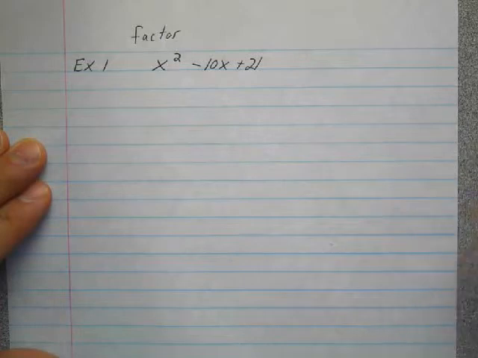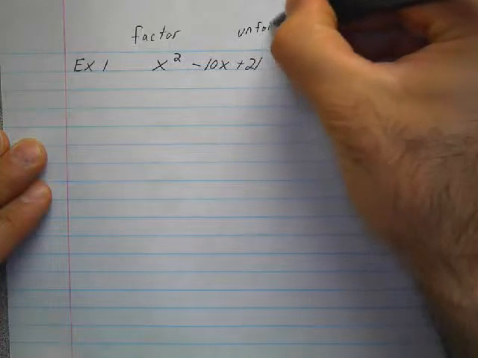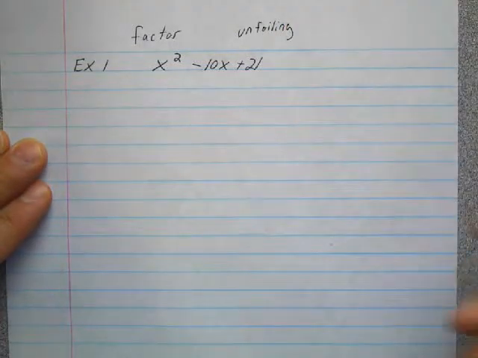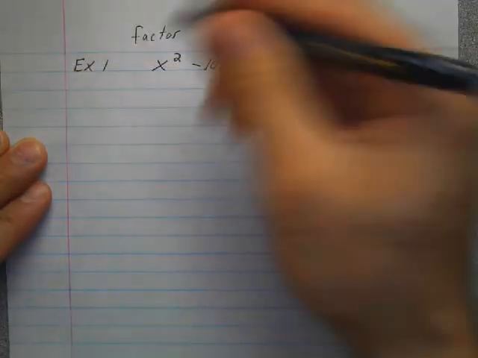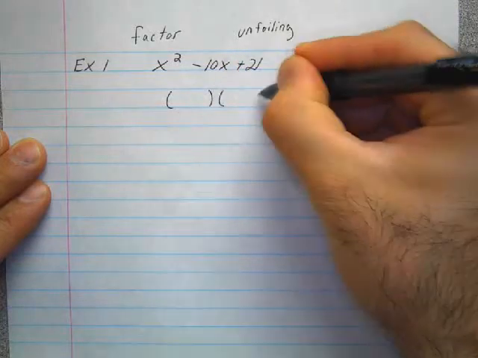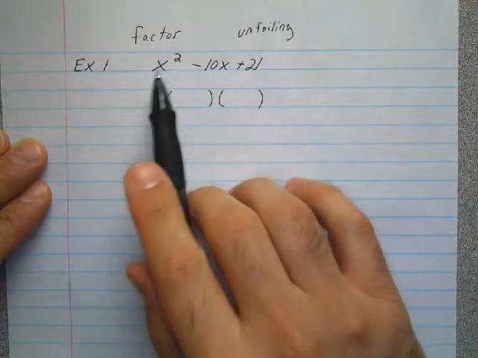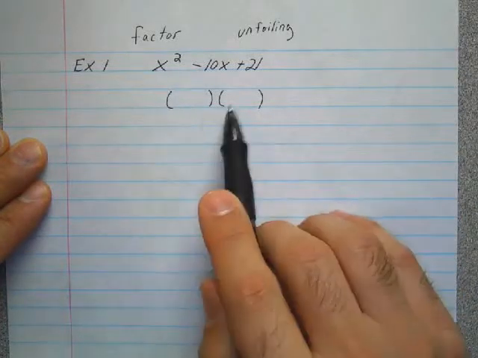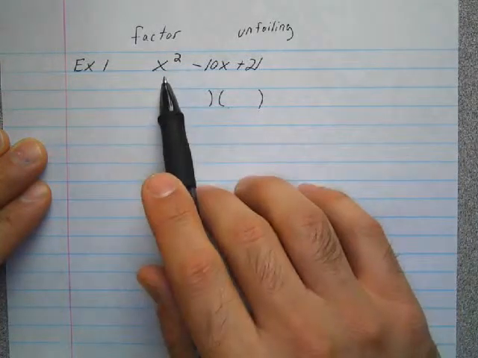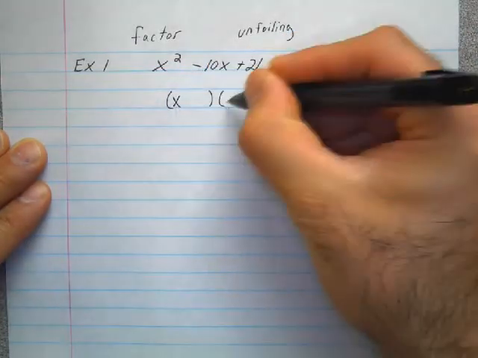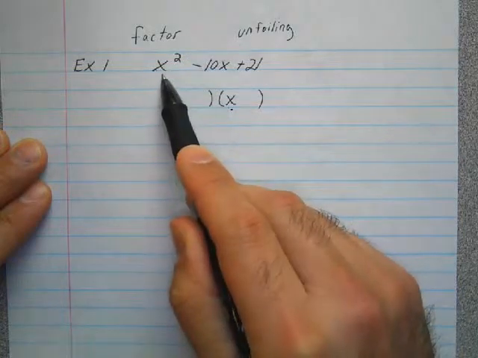So to factor, really what we're doing is foiling backwards, or unfoiling. When we were foiling, we'd normally start with 2 parentheses. So to factor or unfoil, we're going to end up with 2 parentheses. To do this, you have to look at the first term for the first 2 spots. What times what gives me x squared? Well, x times x. So these first 2 spots in our parentheses come from the first term.